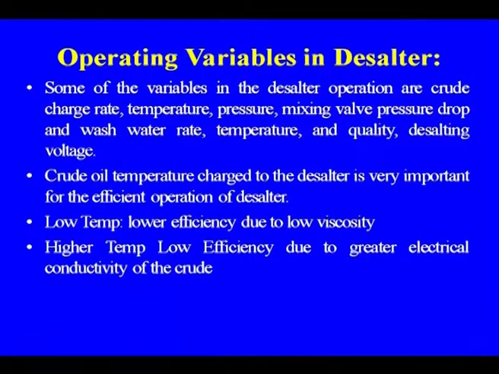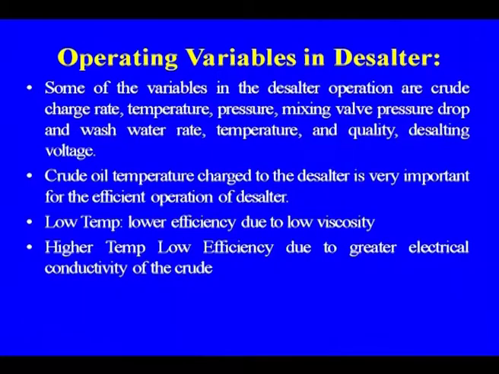What are the operating variables in the desalter? Some of the variables in the desalter operation are the crude charge rate, temperature, pressure, mixing valve pressure drop, and the wash water rate, temperature and quality, and the desalting voltage. So, these are some of the major variables which affect the performance of the desalting process and, at the same time, the efficiency of your desalting process.